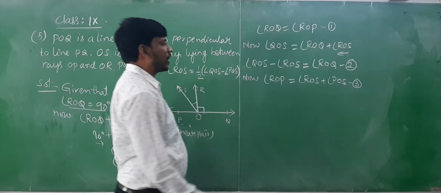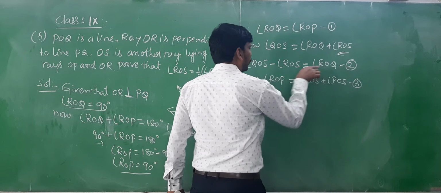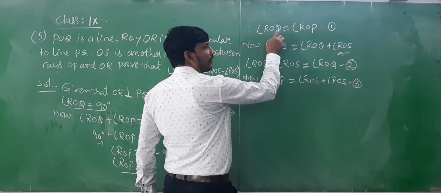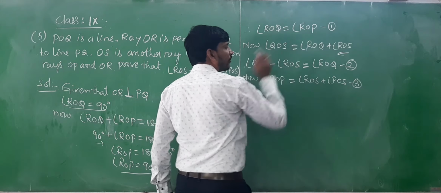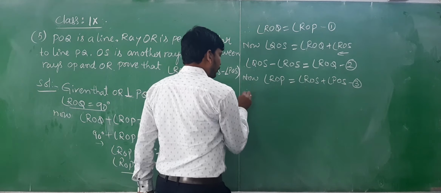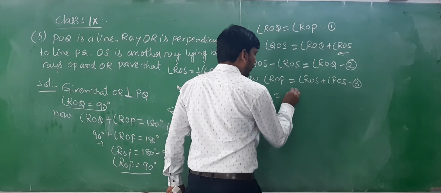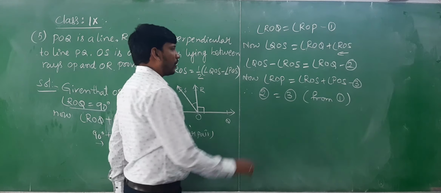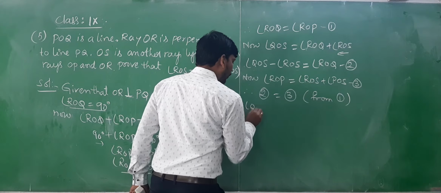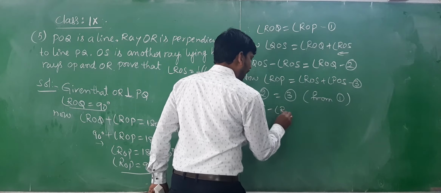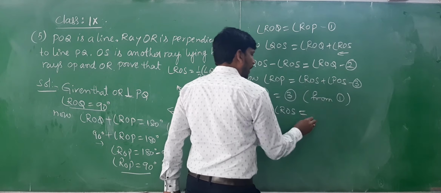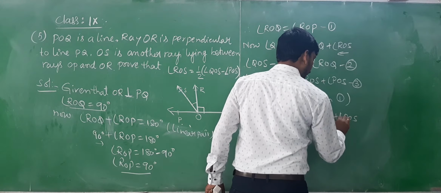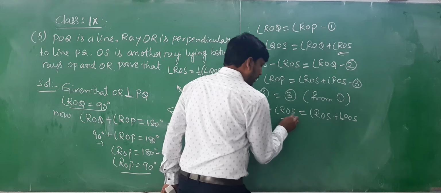Now what did you observe from 2 and 3? Here ROQ we got this value and ROP is this one. But from equation number 1, ROQ is equal to ROP. Both are equal. So equation number 2 is equal to equation number 3. Therefore angle QOS minus angle ROS is equal to angle ROS plus angle POS. Clear, children? Now interchange these two values.